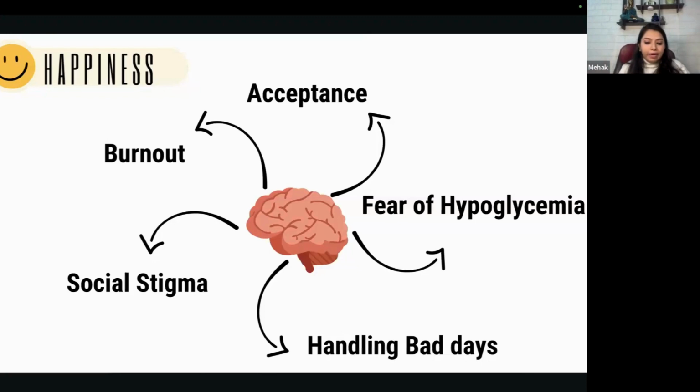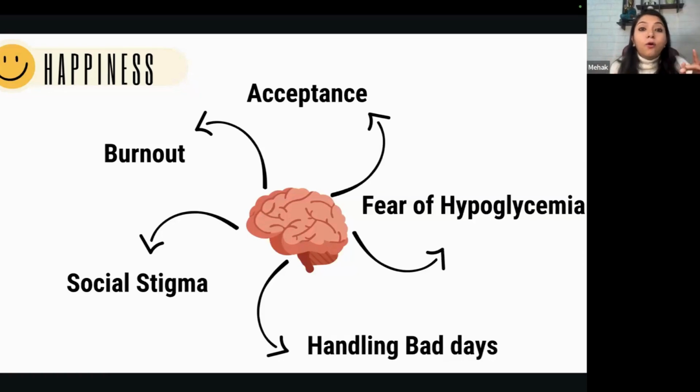Now, handling bad days. You know what is the problem with the bad days? The guilt trip we give to ourselves. So, bad days, what are bad days? The day you eat outside and you suddenly check your sugar. Oh, I should have not eaten that chola bhatura. I should have not eaten that rasgulla. Why? You felt like eating, you ate it.